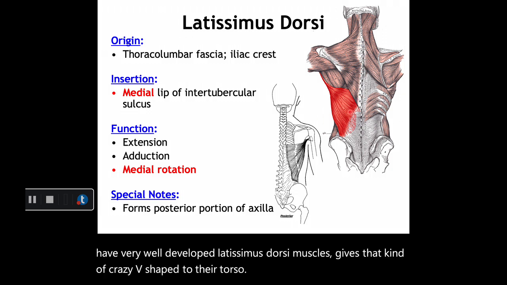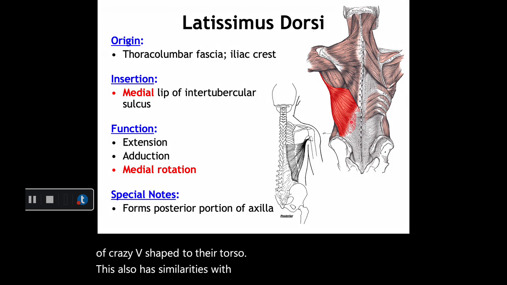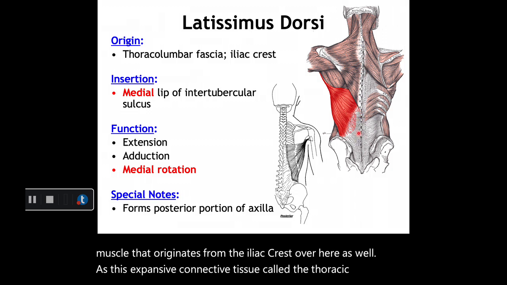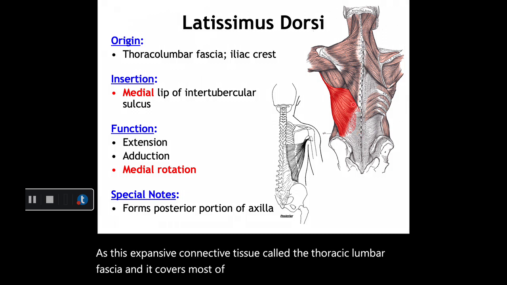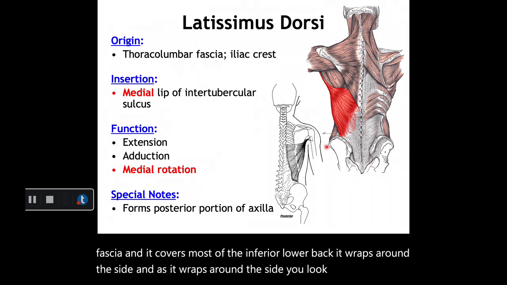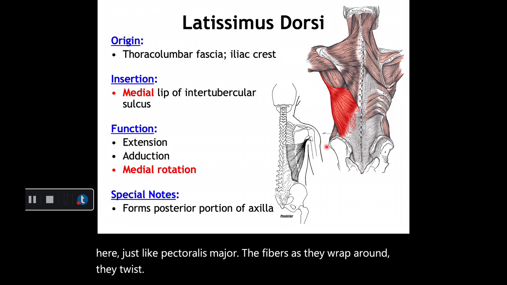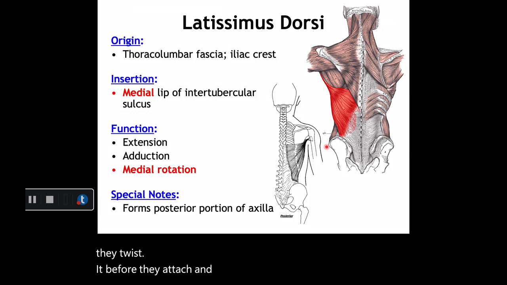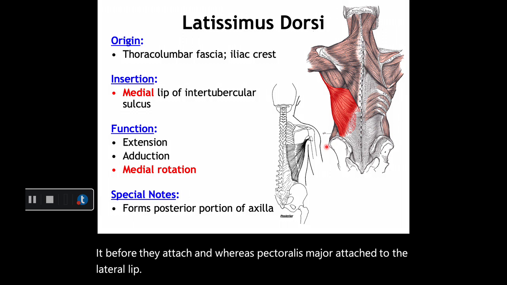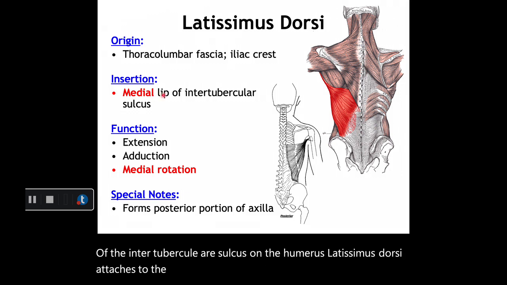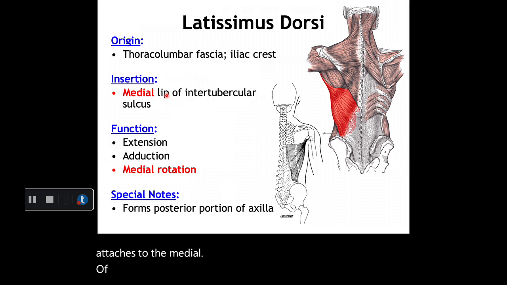This also has similarities with pectoralis major. It's a very large muscle. It originates from the iliac crest over here, as well as this expansive connective tissue called the thoracolumbar fascia, and it covers most of the inferior lower back. It wraps around the side, and as it wraps around, just like pectoralis major, the fibers twist before they attach. Whereas pectoralis major attached to the lateral lip of the intertubercular sulcus on the humerus, latissimus dorsi attaches to the medial lip of that intertubercular sulcus.